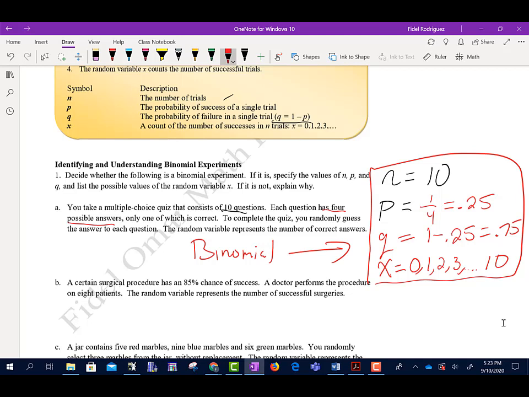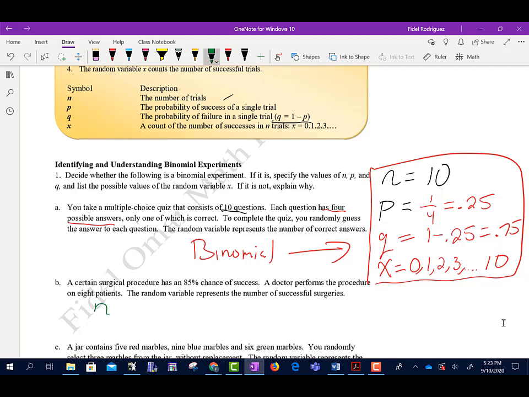Okay. Now let's go on to number 2. It says a surgical procedure has an 85% chance of success. A doctor performs the procedure on 8 patients. The random variable represents the number of successful surgeries.